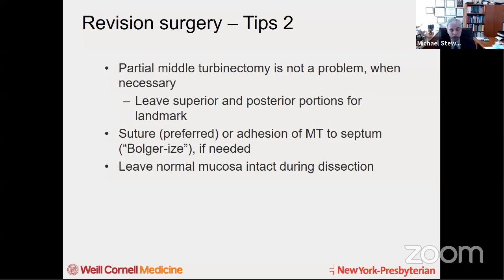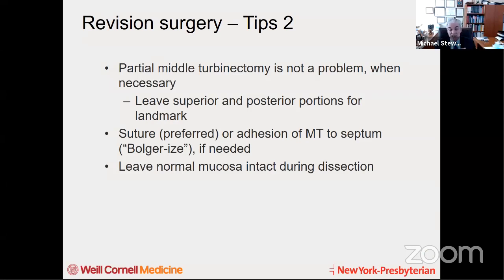Another technique, which has been reported by Dr. Bill Bolger, and some people describe this as bolgerizing the turbinate, is to actually either suture the middle turbinate to the septum, across the septum, or actually create a mucosal adhesion by using a microdebrider or an instrument to remove mucosa from the septum and from the medial surface of the middle turbinate, which creates an adhesion between the middle turbinate and the septum, which prevents the middle turbinate from lateralizing.